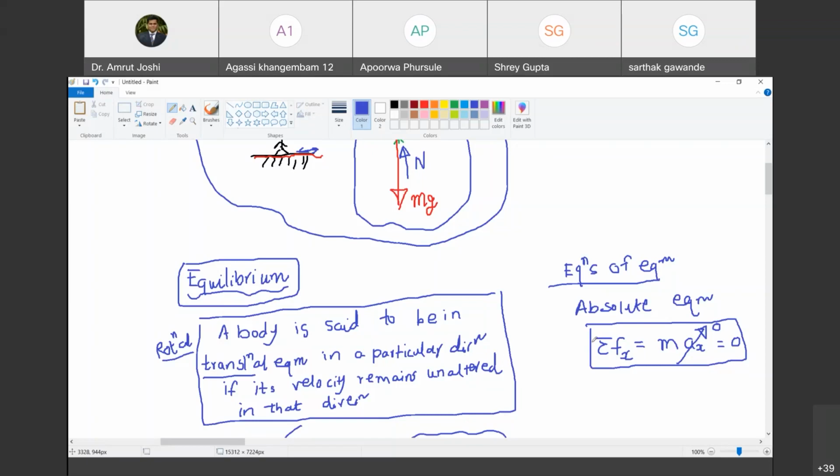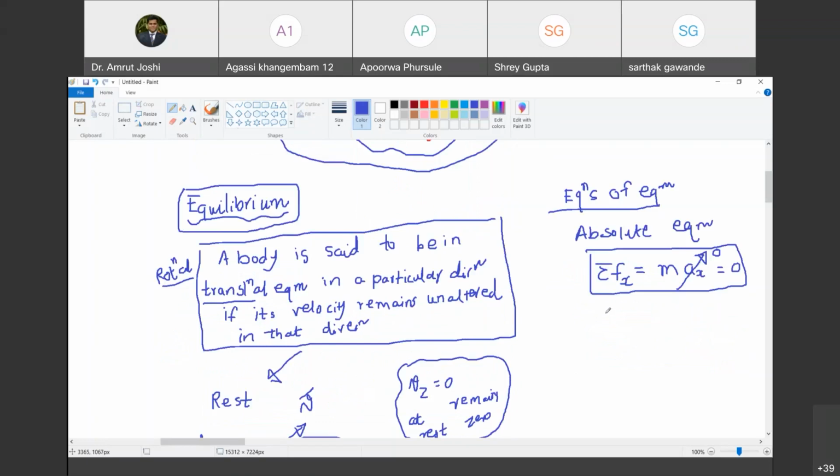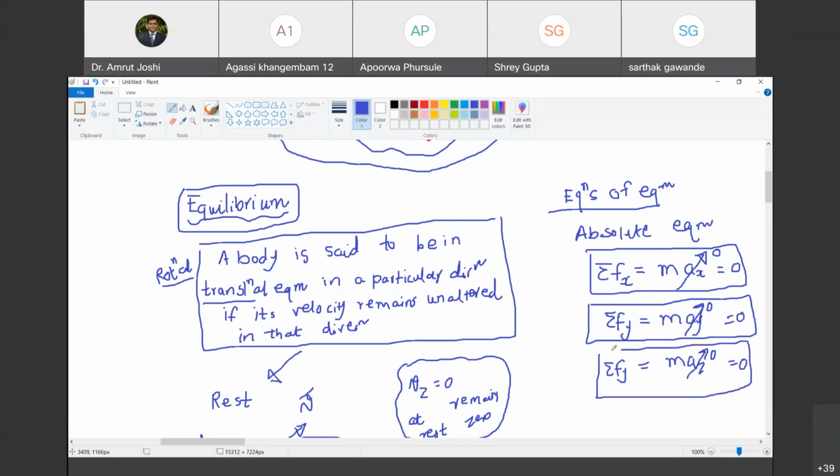Yes, sir. Similarly, if the body is exhibiting translational equilibrium in y direction, what can I say about summation Fy? Mass into acceleration in y direction, which is zero. Therefore, summation Fy equal to zero is the second equation of equilibrium. Happy? Yes, sir. What is the third equation of equilibrium? Summation Fz equal to mass into acceleration in z direction, which is zero, is equal to zero. This is the third equation of equilibrium. Happy? Yes, sir. These three are force equilibrium equations because we were talking about translational equilibrium.